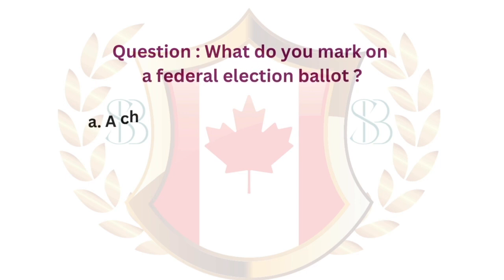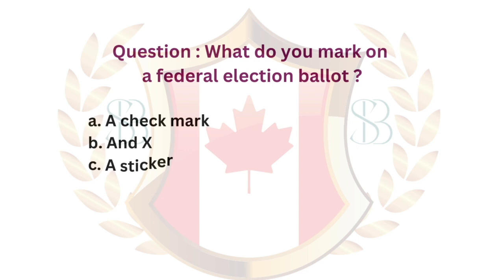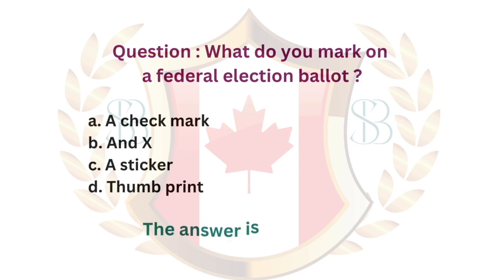Question: what do you mark on a federal election ballot? A. A check mark. B. An X. C. A sticker. D. Thumbprint. The answer is B. An X.